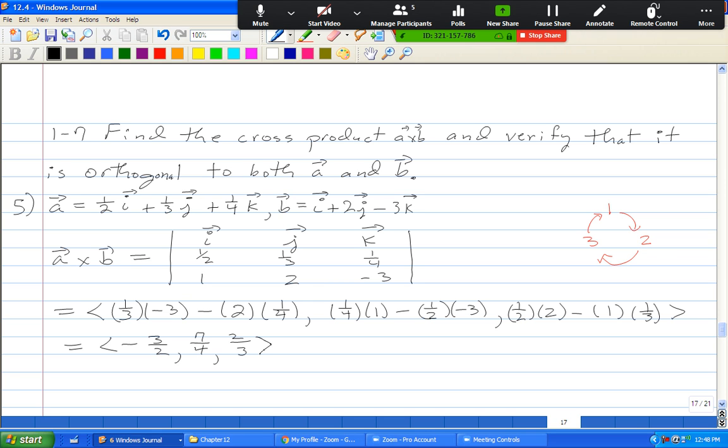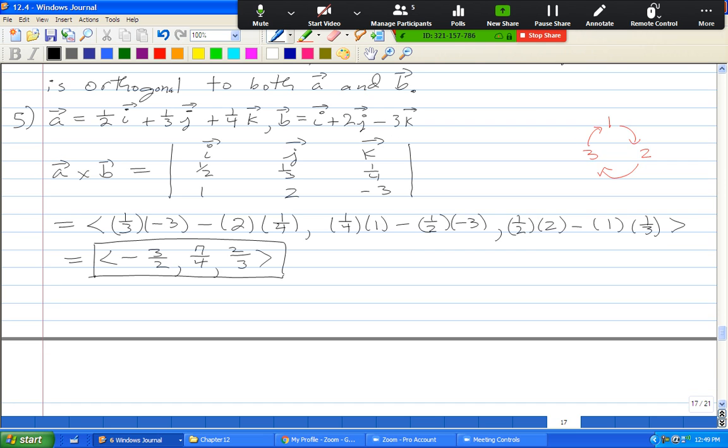Find the cross product. Okay, done. So this is the cross product. And verify it's orthogonal. So now let's verify that this is orthogonal to both A and B. I don't care where I do it, so let's say A dot A cross B.